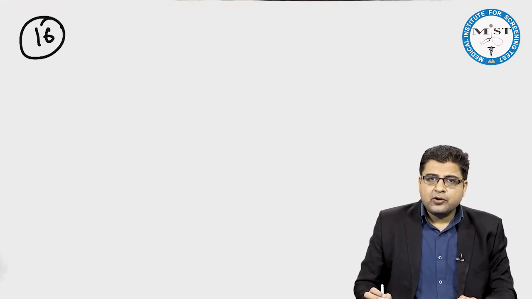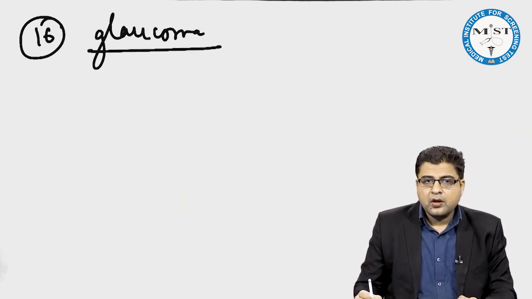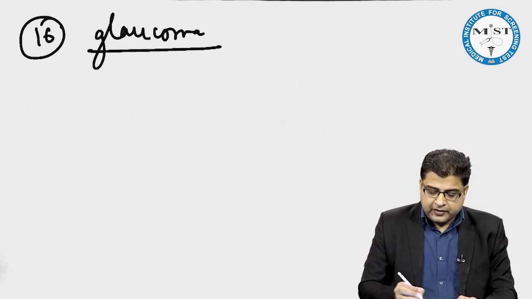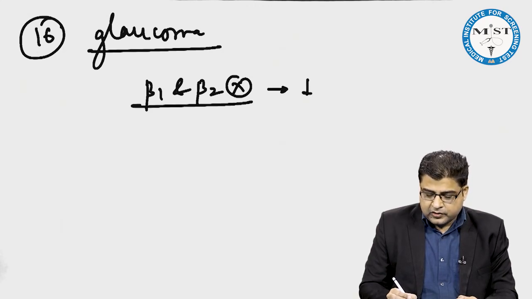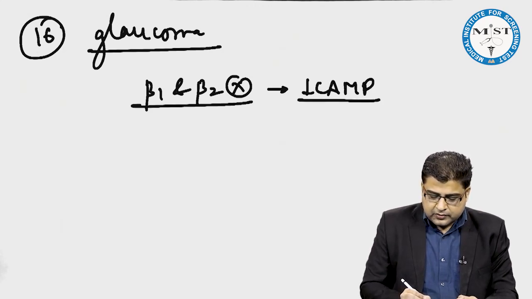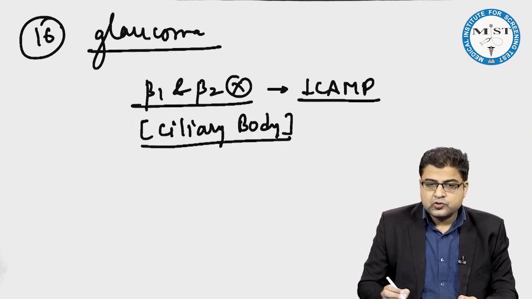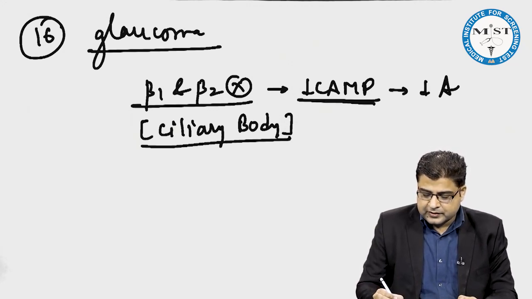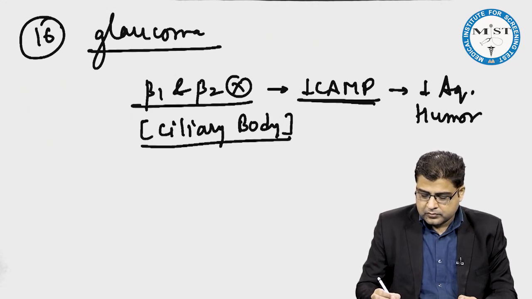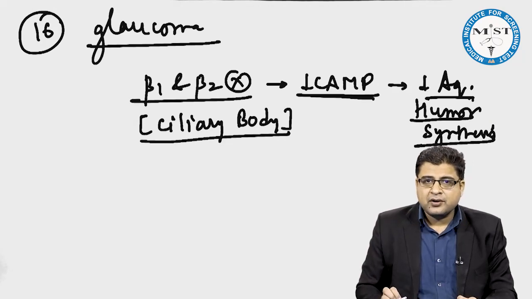One more indication where beta blockers are used is glaucoma. Now in patients of glaucoma, please remember, whenever we block beta 1 and beta 2 receptor, this will reduce the level of cyclic AMP in the ciliary body. So beta 1 and beta 2 receptors are present in the ciliary body of the eye. By blocking beta 1 and beta 2, cyclic AMP level is reduced, and that will reduce aqueous humor synthesis. And once this aqueous humor synthesis is reduced, we can use these medicines for glaucoma.